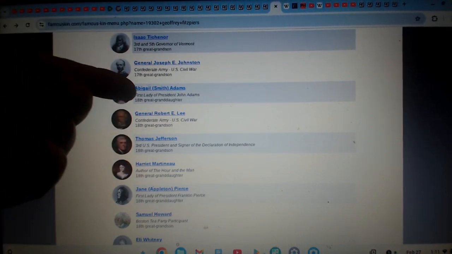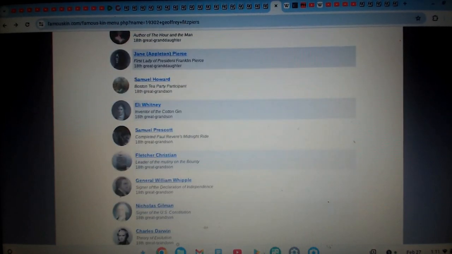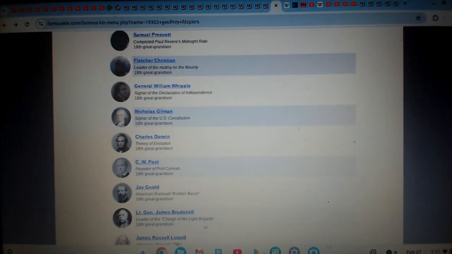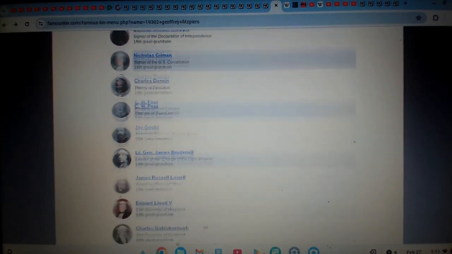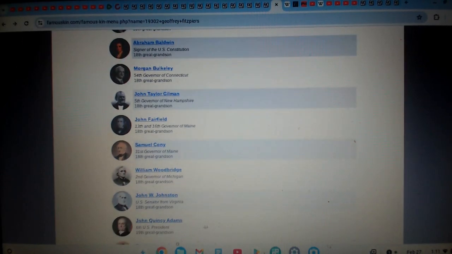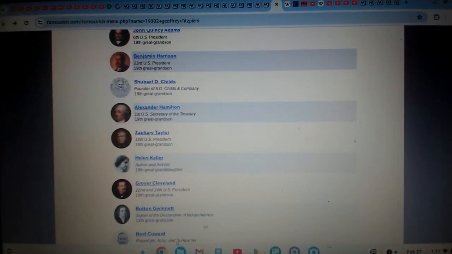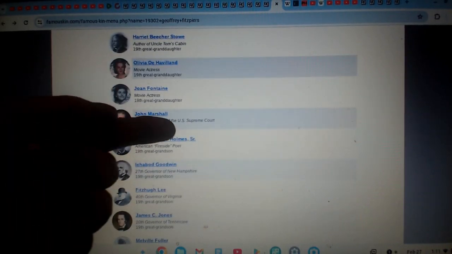Robert E. Lee, and all the first ladies too. Here, First Lady of John Adams, First Lady of President Franklin Pierce. All the same people. Signer of Declaration of Independence, signer of the Constitution. All the same people, all of them. Abraham Baldwin, same people. John Quincy Adams, Benjamin Harrison, Alexander Hamilton, all of them, Zachary Taylor, all these presidents, Grover Cleveland, Button Gwinnett, the signer of the Declaration of Independence. They're all the same people. Keep in mind, these are grandchildren.